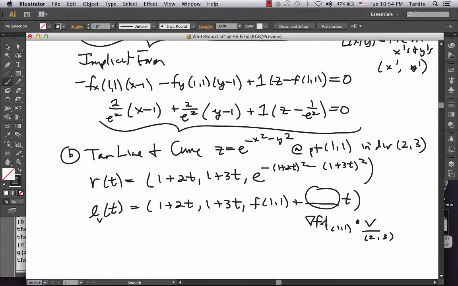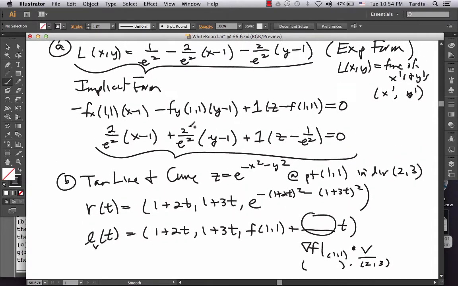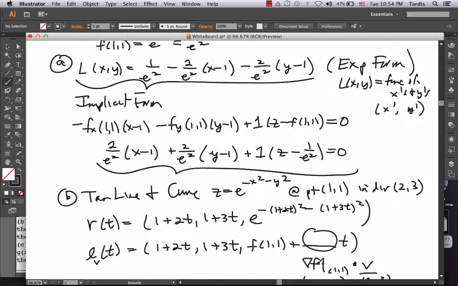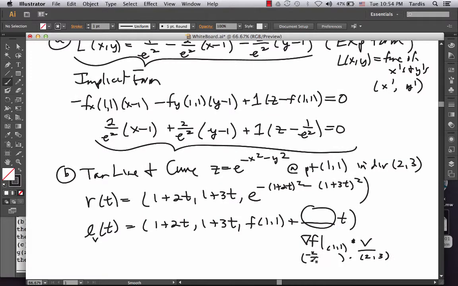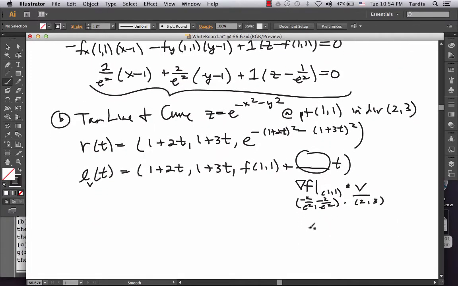Okay. And I think we decided that our gradient was, I think we can see it here, negative 2 over e squared, and negative 2 over e squared. So the number that should go there would be negative 4 over e squared minus 6 over e squared, which is otherwise known as minus 10 e to the negative 2. So that would be the number that would go there, negative 10 e to the negative 2.